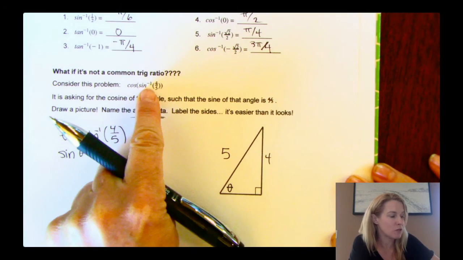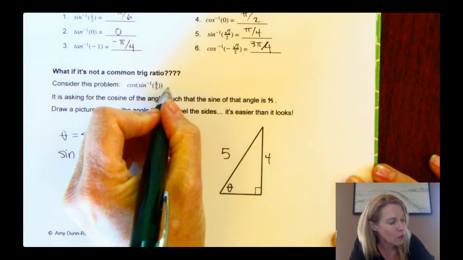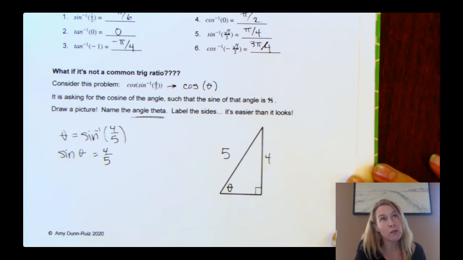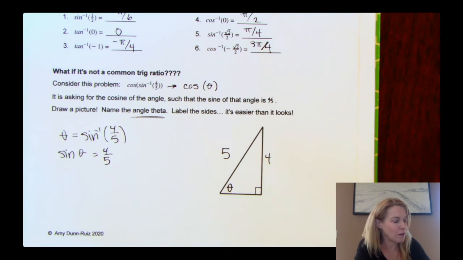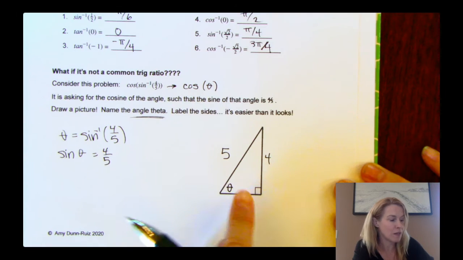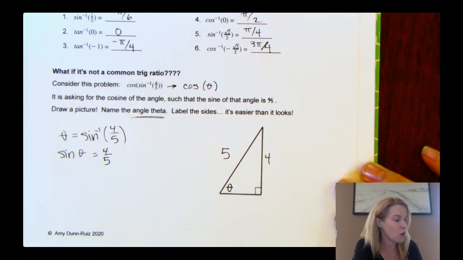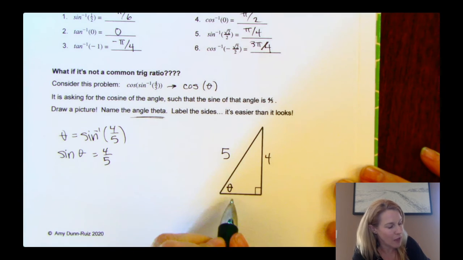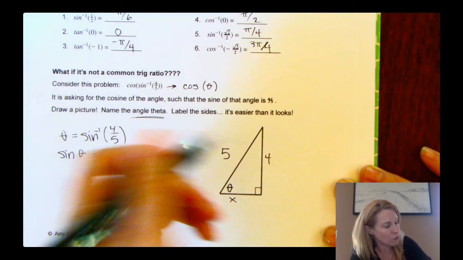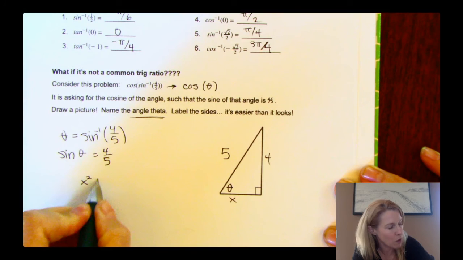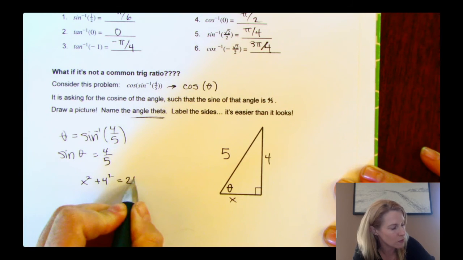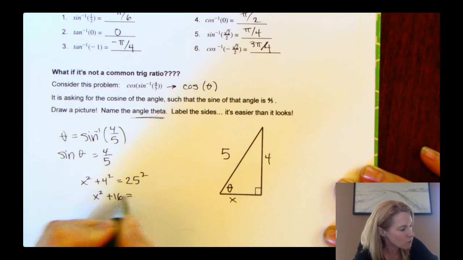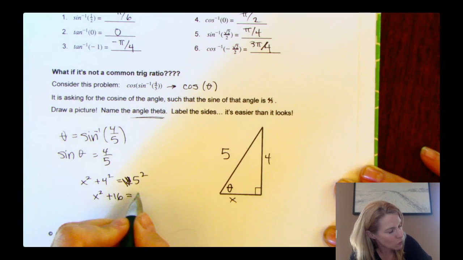Because remember, sine inverse is the angle. So really, I want the cosine of theta. So cosine is adjacent over hypotenuse. So I need to figure out what this side is here so I can set up that ratio. So I'm going to use the Pythagorean theorem, and I can set this equal to x. X squared plus 4 squared equals 5 squared. You probably already know the solution to this. So I have x squared plus 16. Oops, that should just be a 5, is 25.